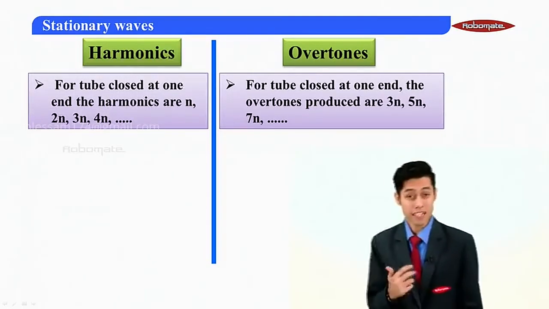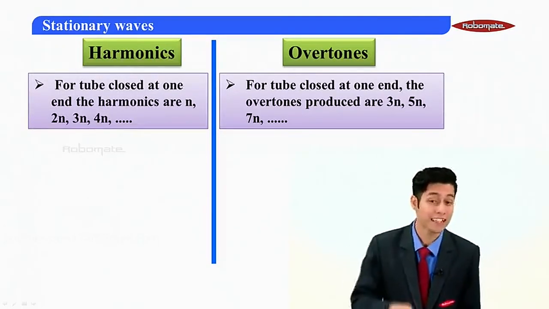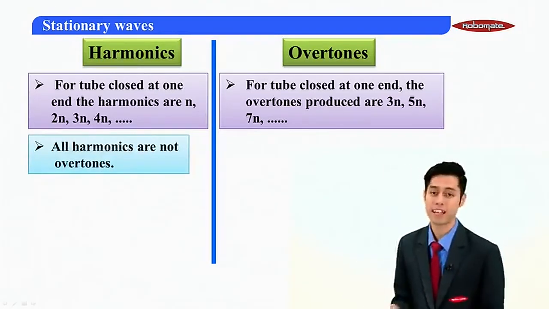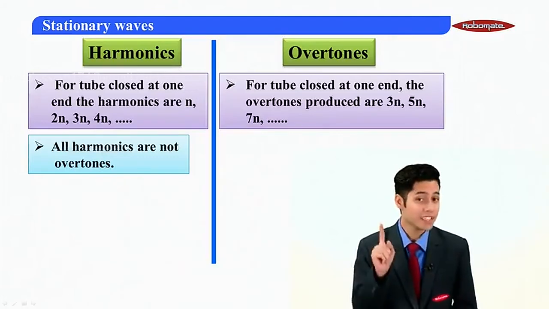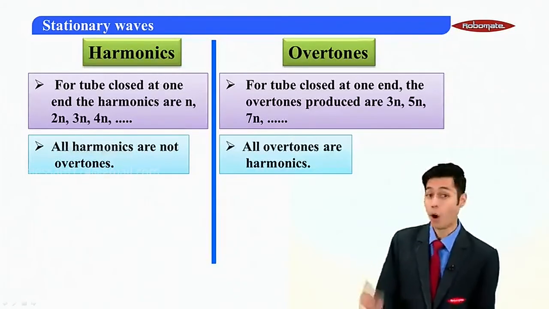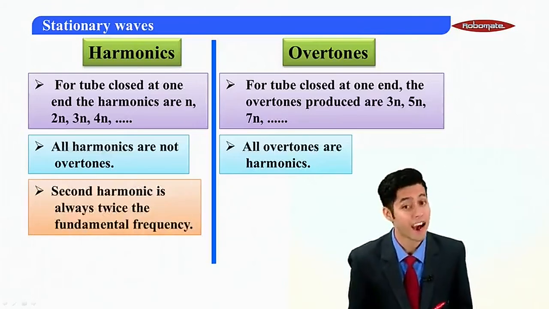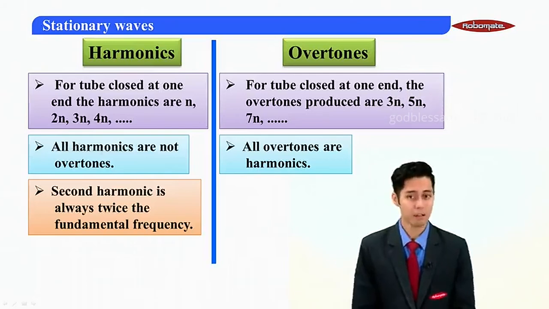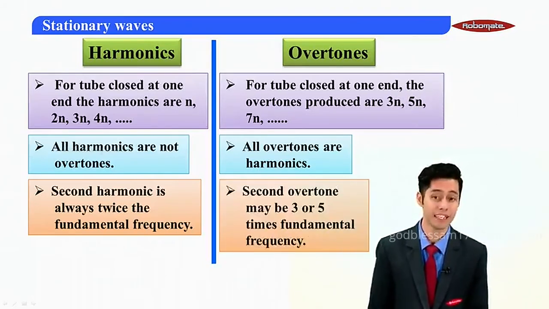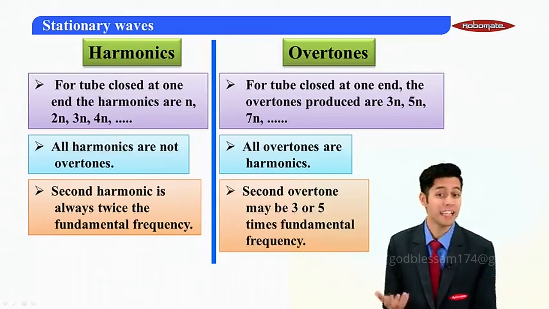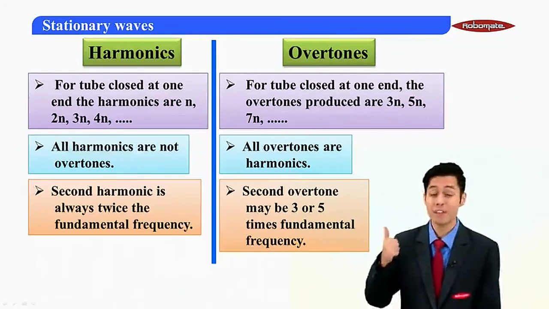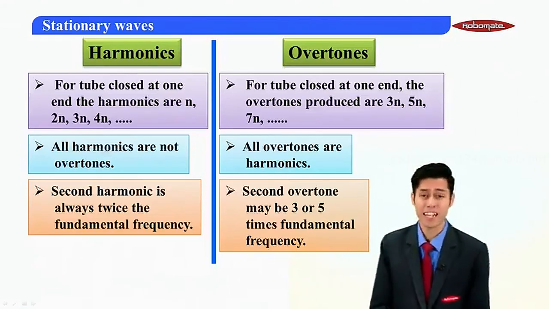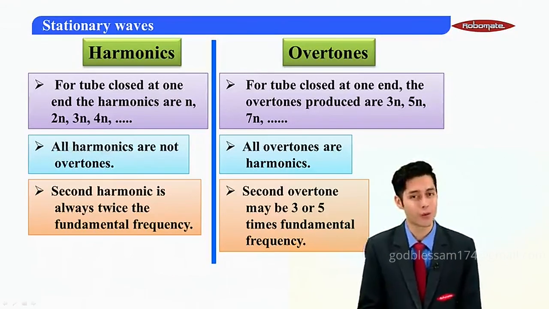And students, the concept of a tube closed at one end, you're going to study in later modules. Also, all the harmonics are not overtones. Like the first harmonic can never be an overtone, but all the overtones will always be harmonics. So this is a very important point, students. Remember, the second harmonic is always twice the fundamental frequency, but the second overtone may be 3 times or 5 times the fundamental frequency, which we are going to study in detail in the coming modules. So students, with the help of this module, we studied the concept of harmonics and overtones. Thank you.